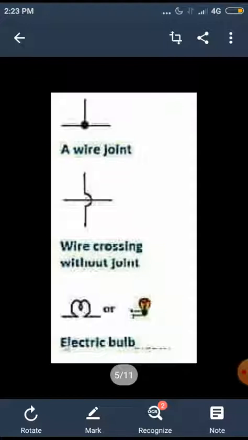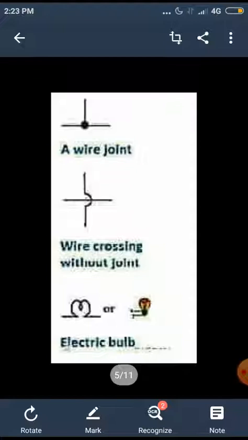The second symbol is for wires crossing without joint. What do we mean by this? When you're making a circuit, the wires may not be actually connected, but they may overlap over one another. Then we show the wire crossing without joint. They just overlap. Then we show it the way it is shown in the slide.